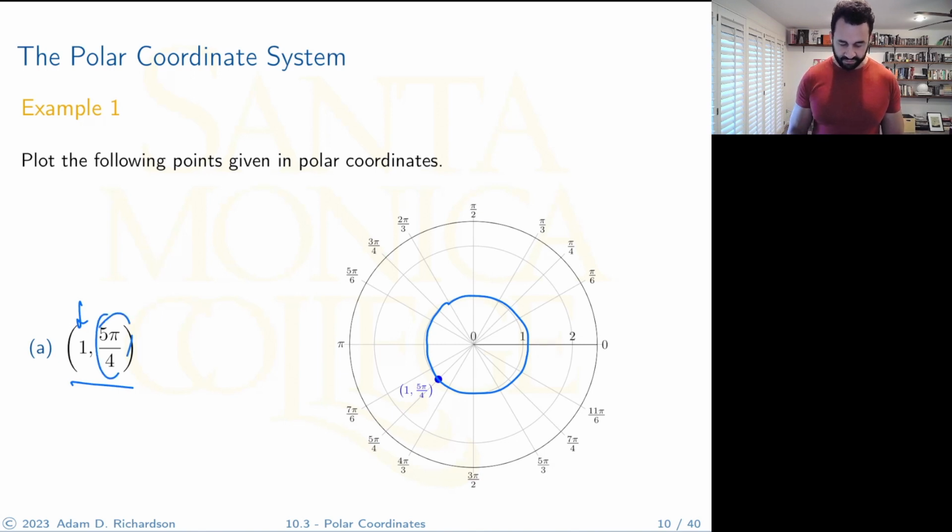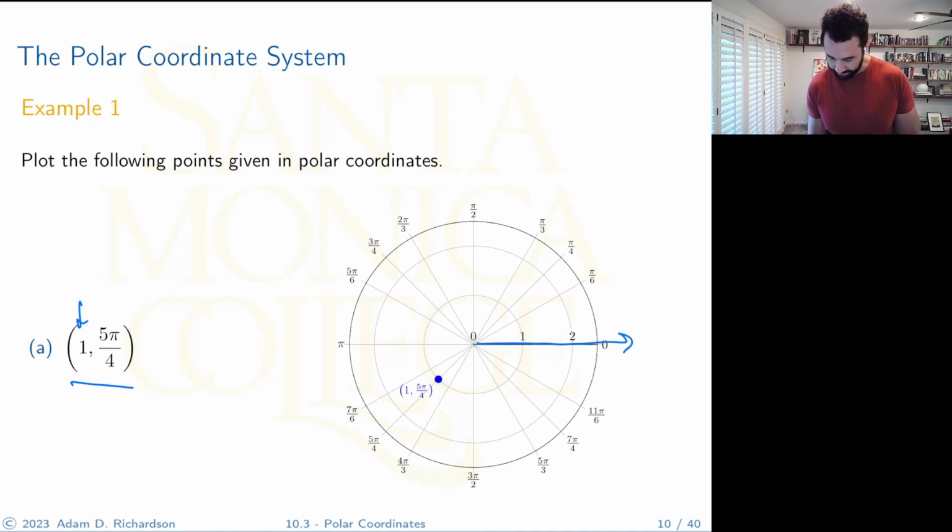And it should be at an angle 5 pi over 4 from the polar axis. So the polar axis is right here, shooting off like that. So we need to go an angle of 5 pi over 4 from that. And these are just the standard angles that you remember from trigonometry or pre-calculus or something like that. You just go around 5 pi over 4 radians, and then you're going to go out to this point right here. And that's the point 1 comma 5 pi over 4. Not too bad, right? Not too bad.